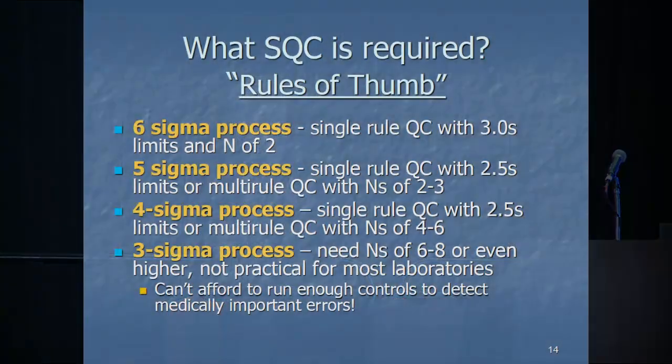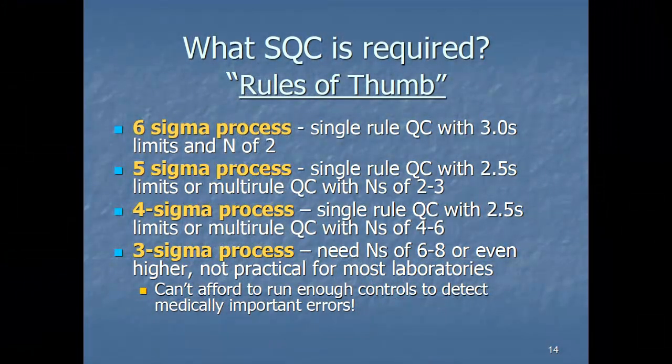So some quick rules of thumb. You can calculate sigma in your head, right? You just need to know what's the quality required, precision, and the bias. If you get a sigma of 6, then you only need 2 QC and you can do any rule you want. So 3S with an N of 2 is fine. If you get down to a sigma of 5, it would be a little better if you would tighten up the limits to like 2.5S. But an N of 2 is still okay.